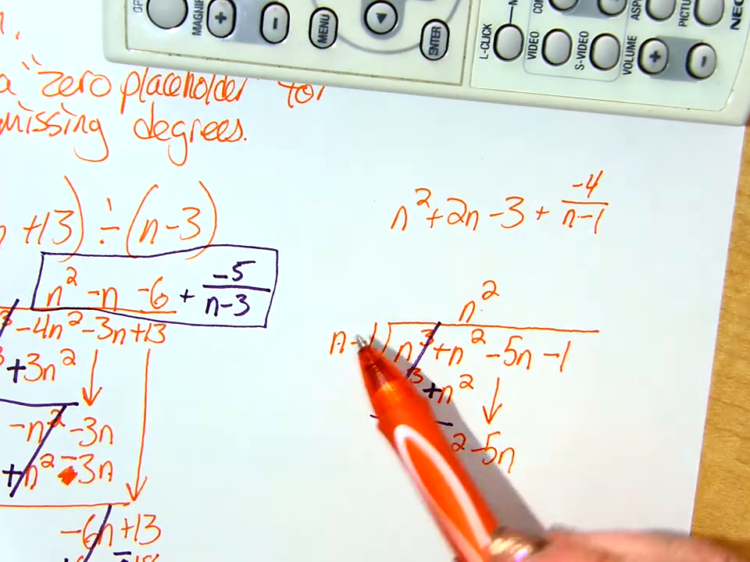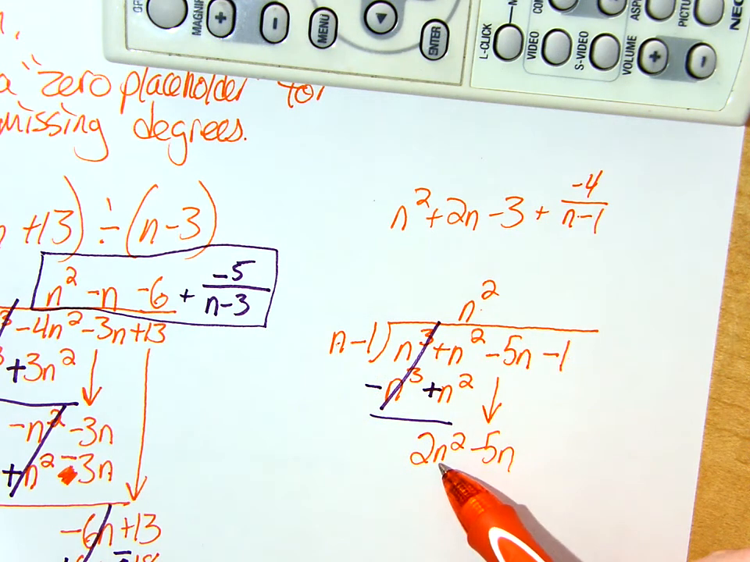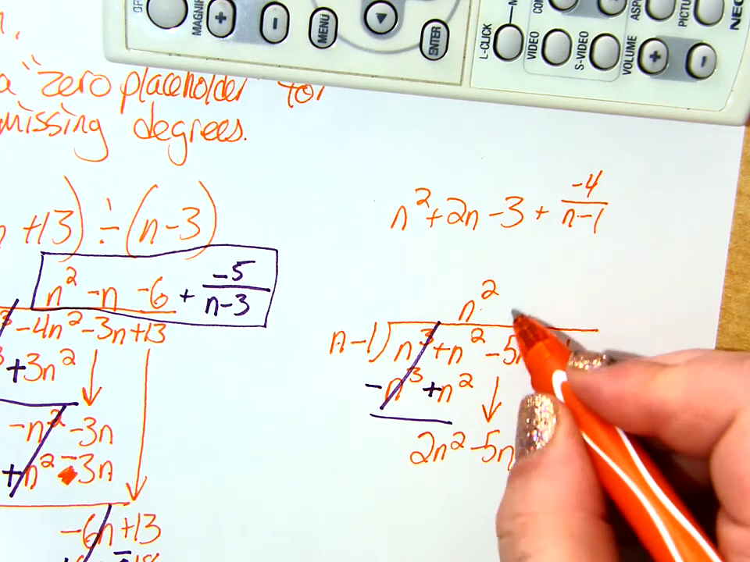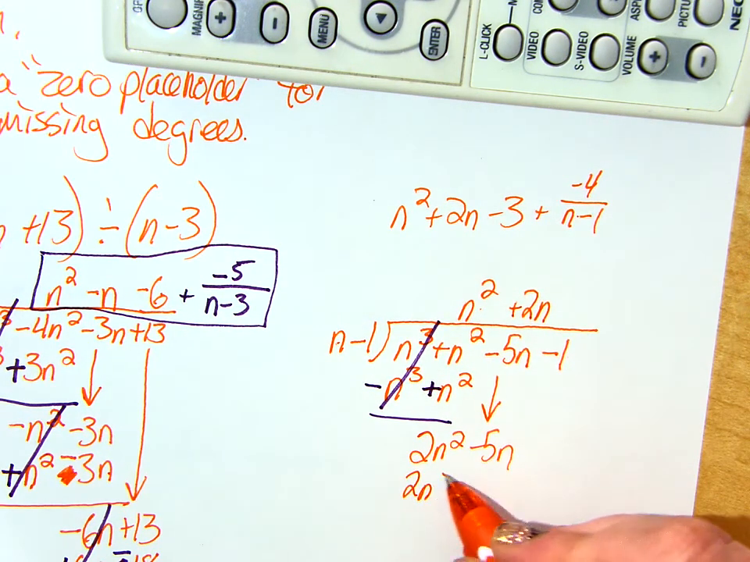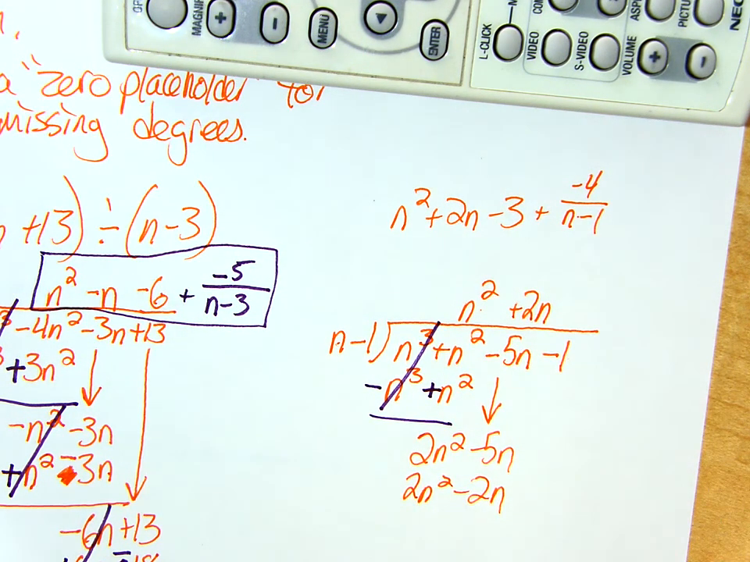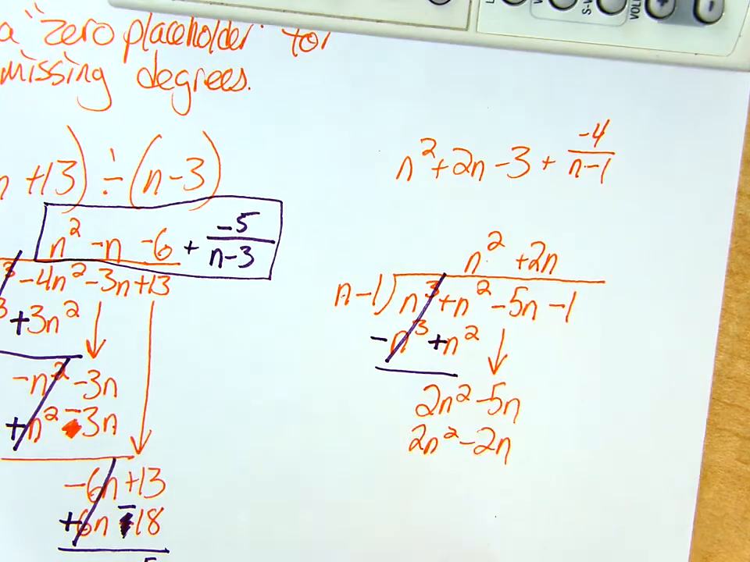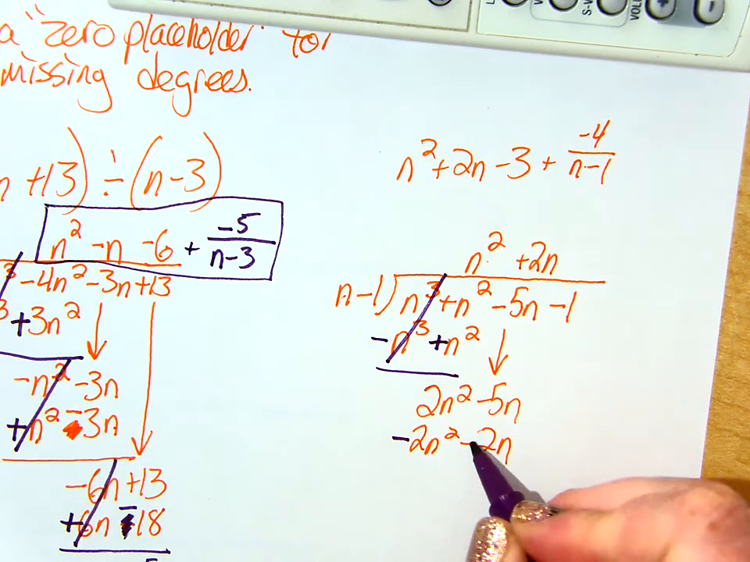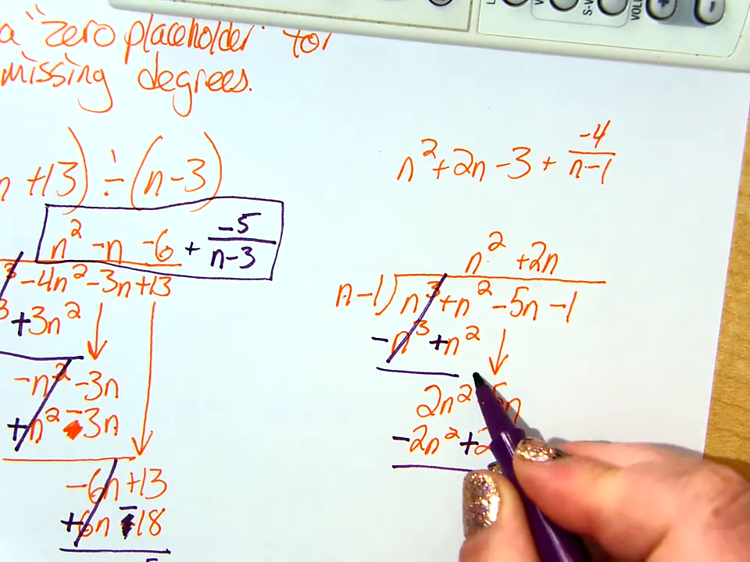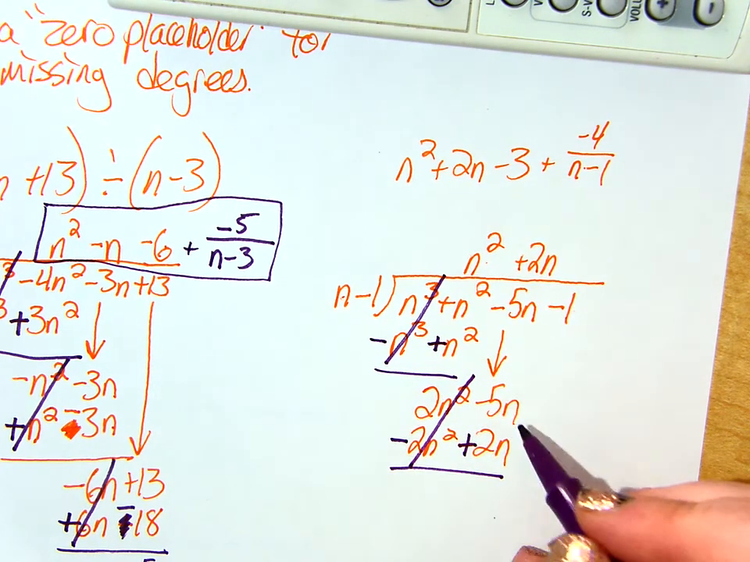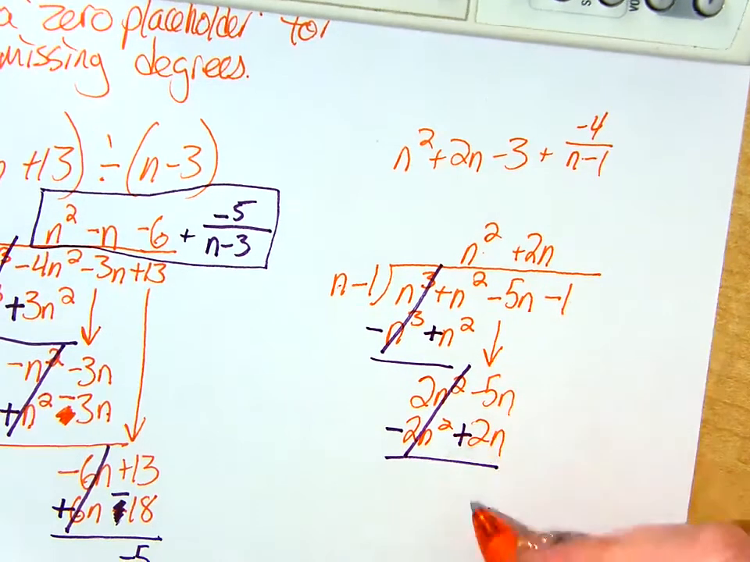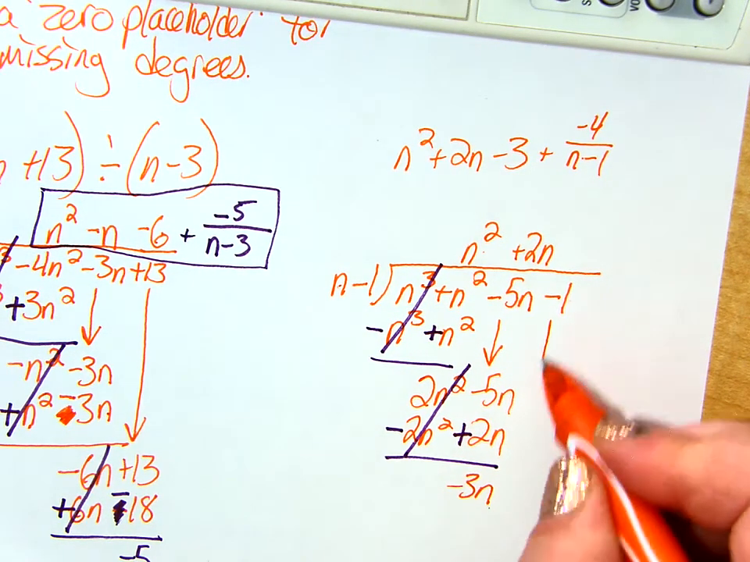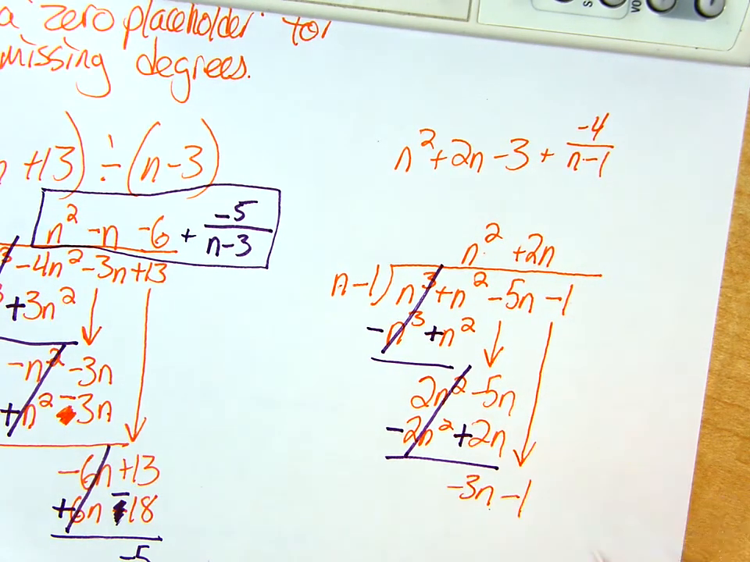Repeat the process. n times what to get 2n squared? Positive 2n, right? Multiply 2n squared minus 2n. However, don't forget to subtract. So now you're a minus and you turn into a plus. First terms cancel just like they're supposed to. Negative 5n plus 2n leaves me with negative 3n, and I bring down the minus 1.